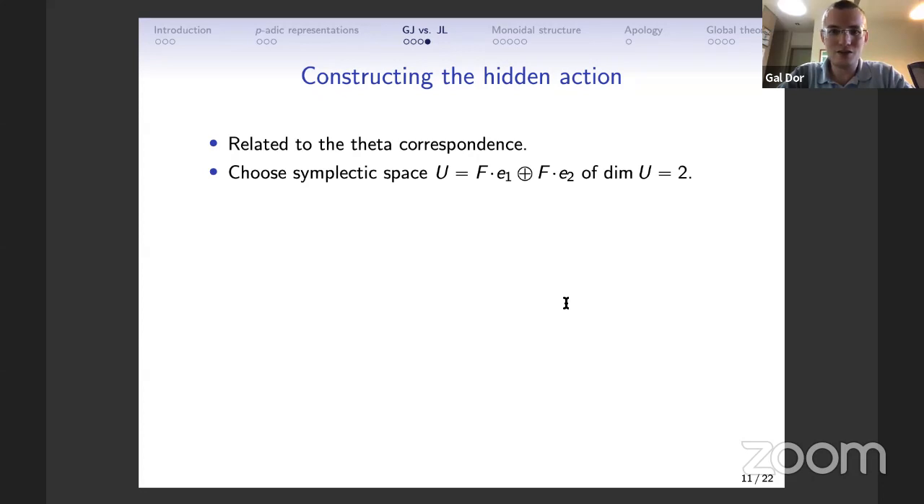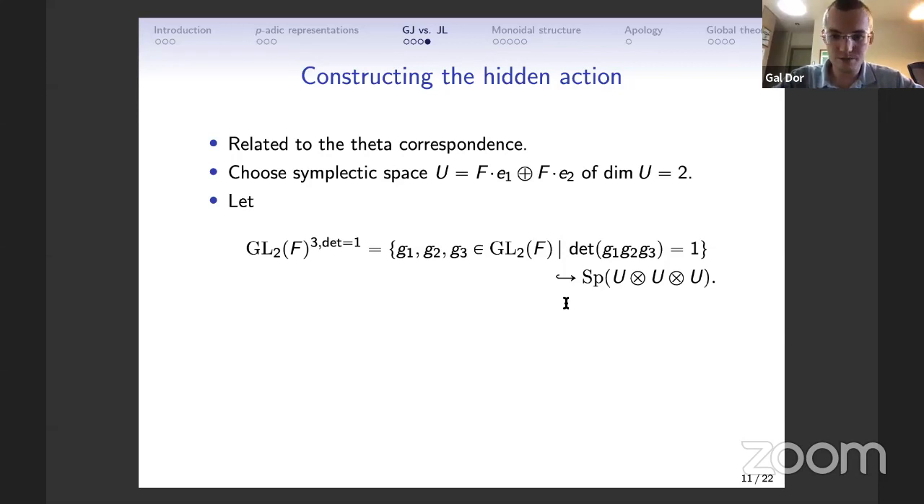Take a two-dimensional symplectic space U with explicit basis d1 and d2. So we have a symplectic space, a two-dimensional space over F. Now consider the group GL2F cubed with determinant 1, so just triples of elements in G whose product of determinants is 1. As it turns out, this group can be embedded inside the symplectomorphisms of U times U times U. In other words, U tensor U tensor U is an 8-dimensional space, and the part of G cubed that has total determinant 1 acts on it. How does it do so?